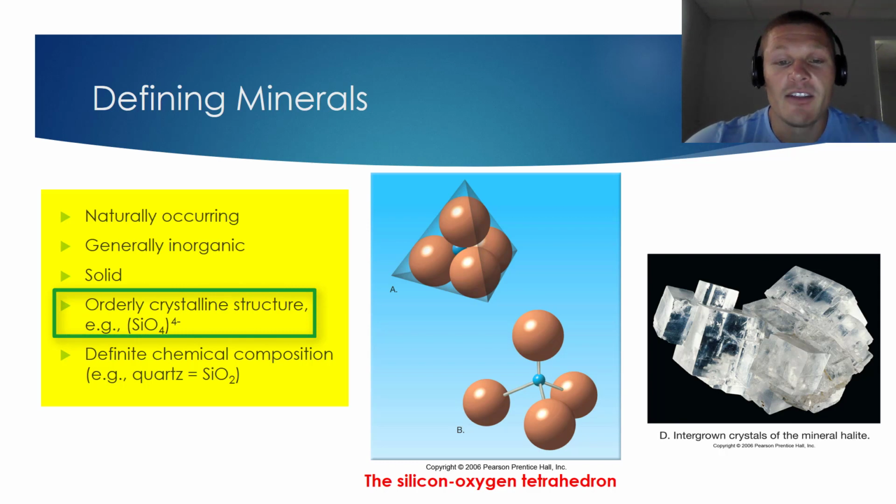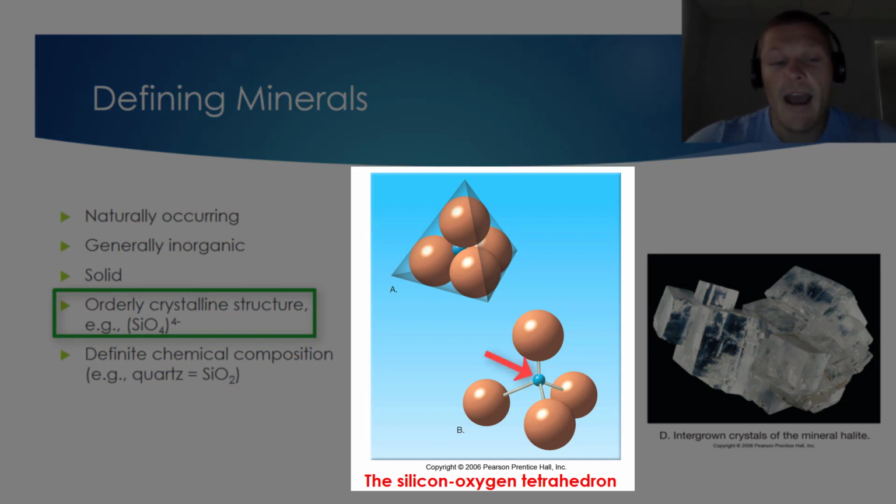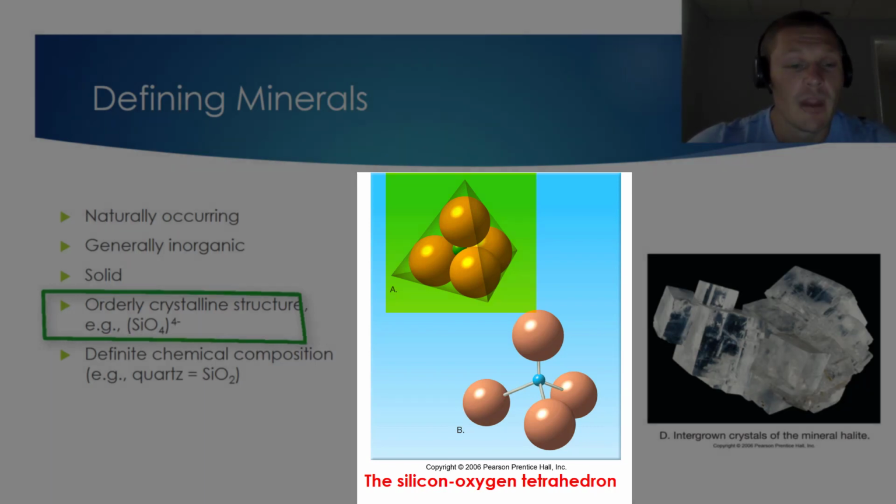The example here I have in this image is the silicon-oxygen tetrahedron. You see that in the center of the tetrahedron, you have a silicon atom, and it is surrounded by 4 oxygen atoms. When we consider the orderly crystalline structure, you can actually see that the geometrical configuration of this tetrahedron looks like a pyramid in 3 dimensions. And it's important to know that the silicon-oxygen tetrahedron is the building block of silicate minerals, which we'll talk about in a later video podcast.